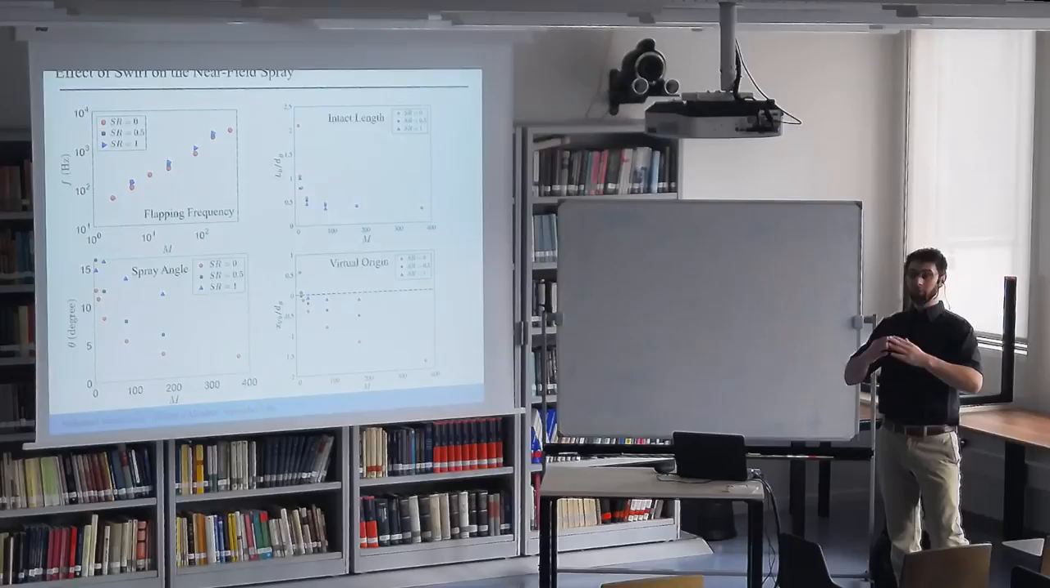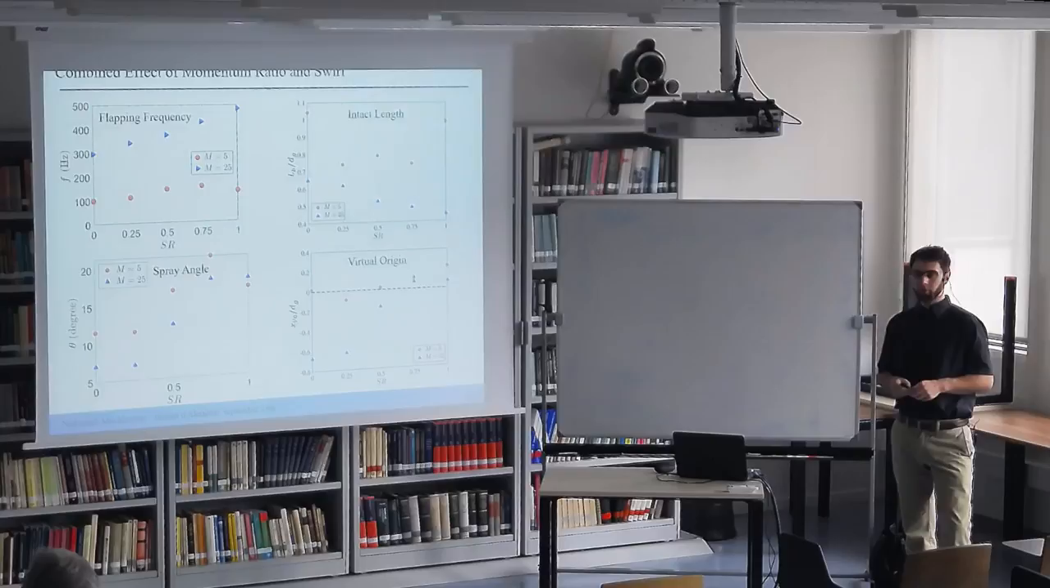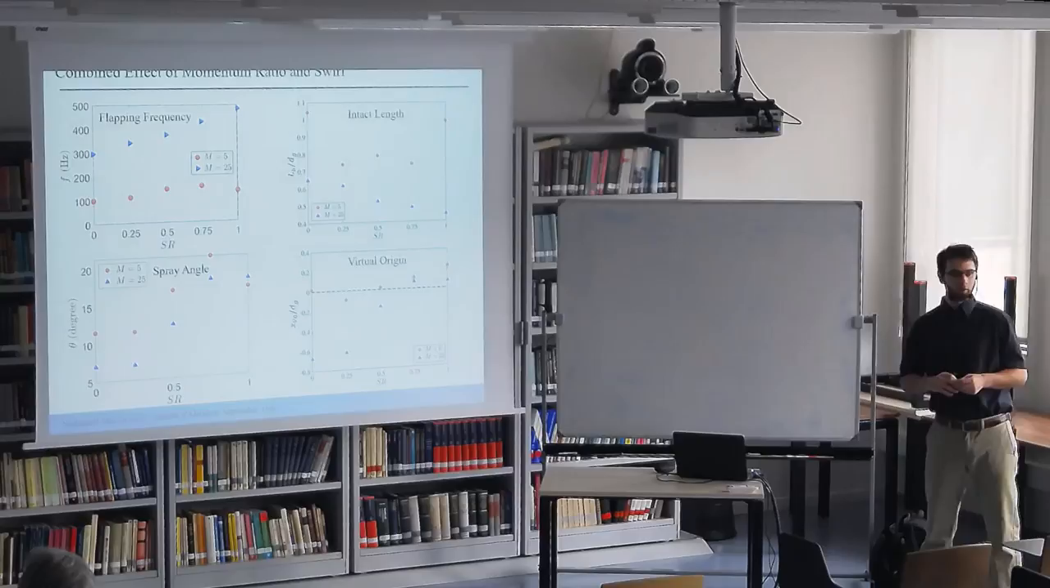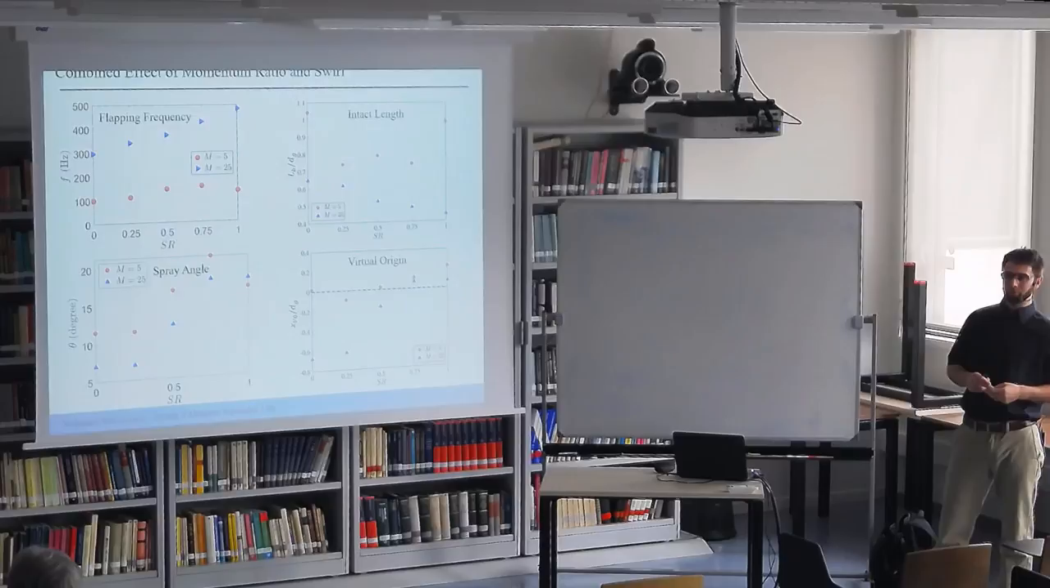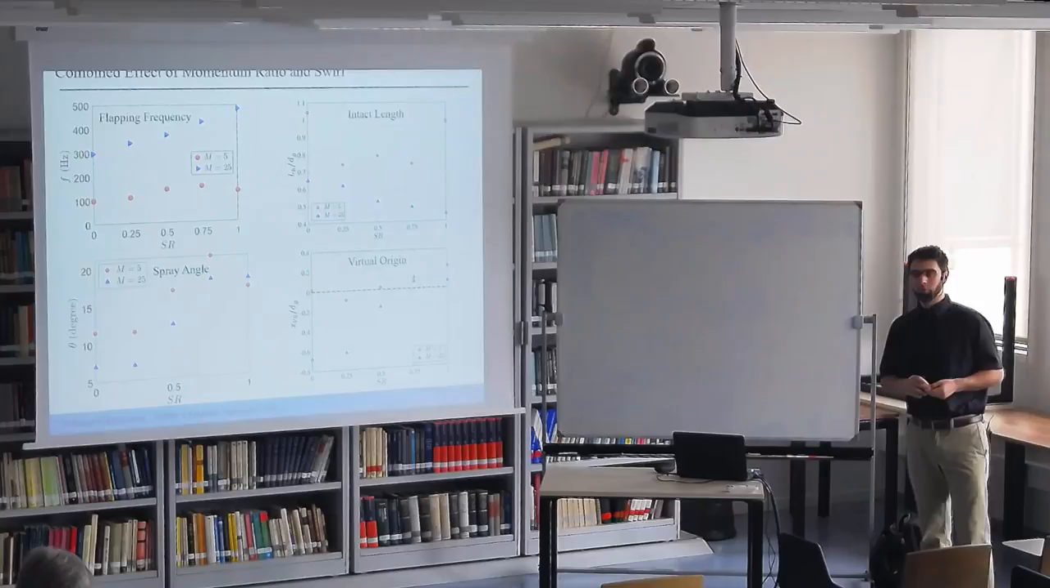We can fix the momentum ratio, and here we're only going to talk about the momentum ratio of 25, because the momentum ratio of 5 is still in the bag breakup scenario, and with the swirl you kind of go between bag breakup and fiber type, so it's a bit less trivial to describe, but we can come back later if you'd like. So the flapping frequency and the intact length show kind of monotonic behavior with the swirl ratio, with a linear increase and a somewhat linear decrease.